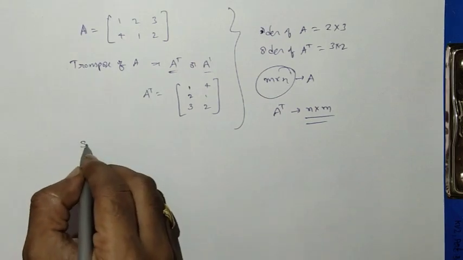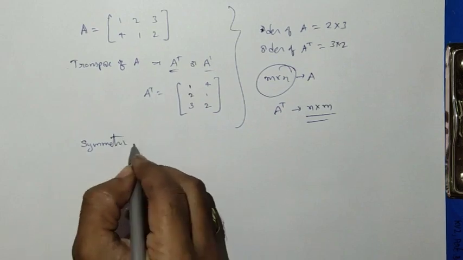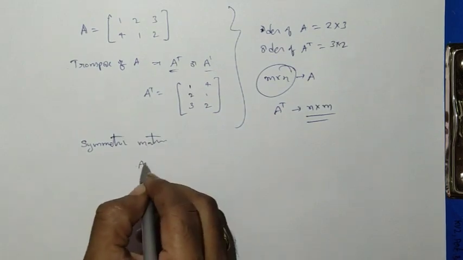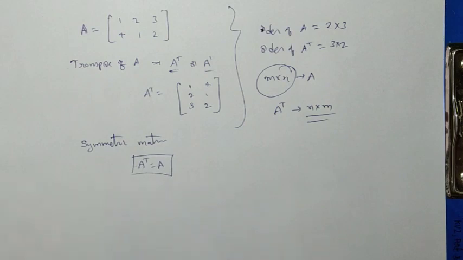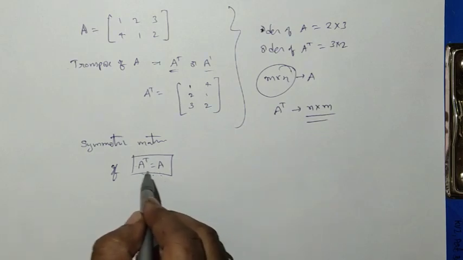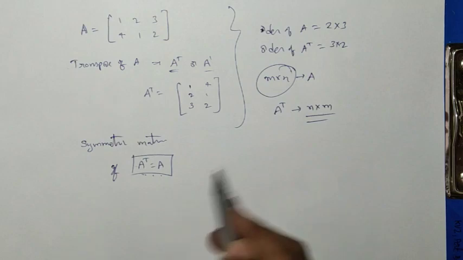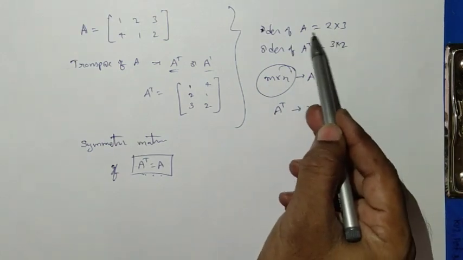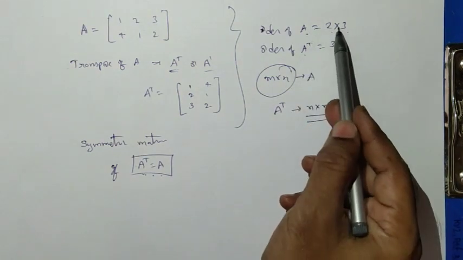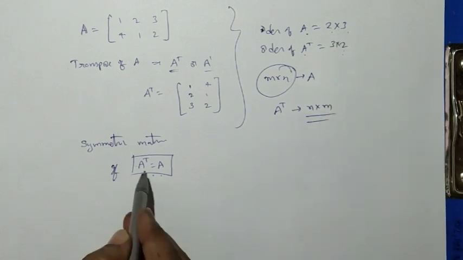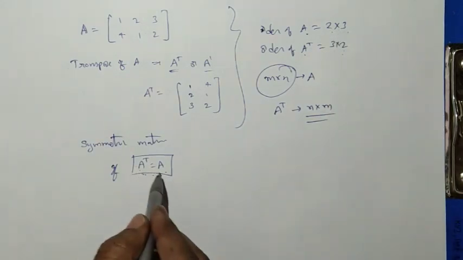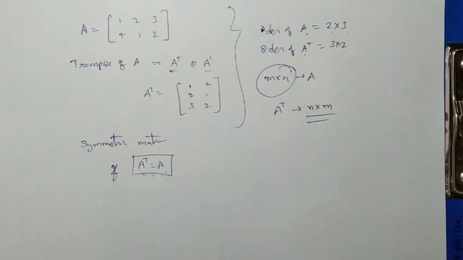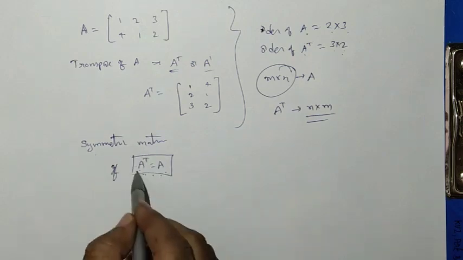Then after this, what is a symmetric matrix? Symmetric matrix means A transpose is equal to A. If A transpose is equal to A, then the matrix is called a symmetric matrix. This is possible only if the matrix A is a square matrix, because otherwise the orders change. A is of order 2 by 3, and A transpose is 3 by 2. They can never be equal, we cannot compare. So A transpose and A should have the same order, then only we can compare. To compare that, it must be a square matrix. So a square matrix is said to be symmetric if A transpose is equal to A.